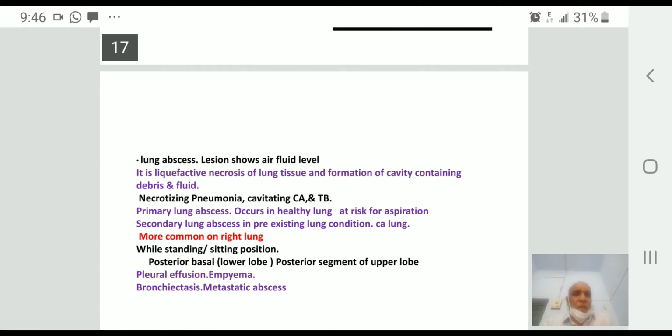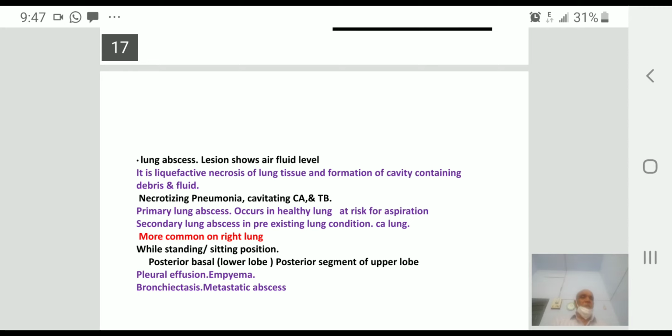Now lung abscess is of two types: one is primary lung abscess and second is secondary lung abscess. Primary lung abscess develops in a healthy lung, in which risk of aspiration is common. Head injury, drug or alcohol use develop lung abscess, which is called primary lung abscess.